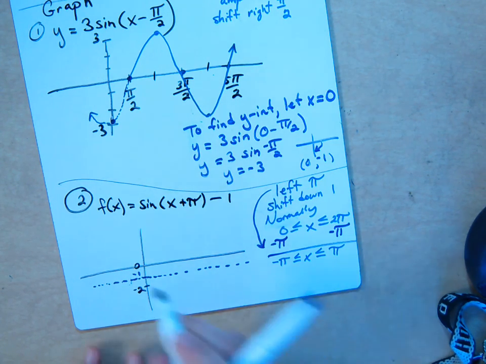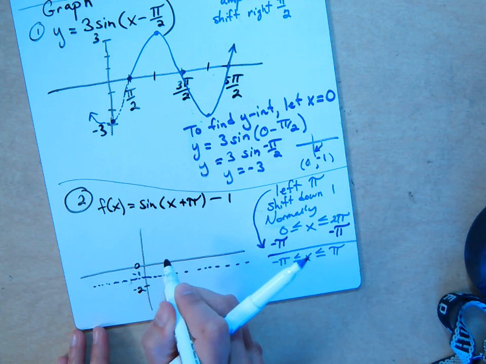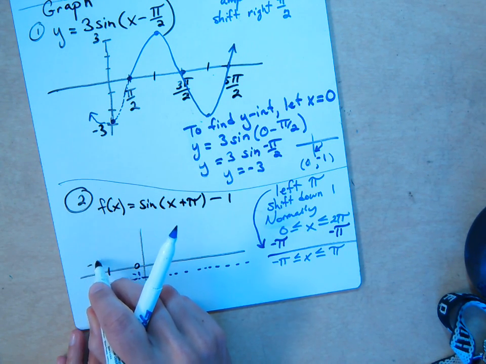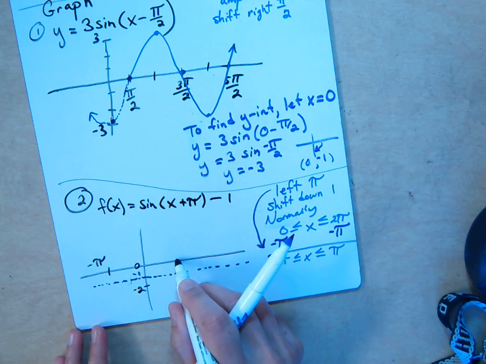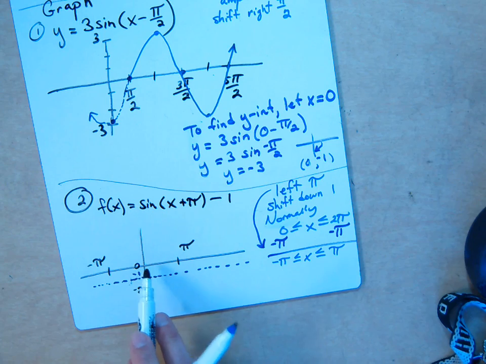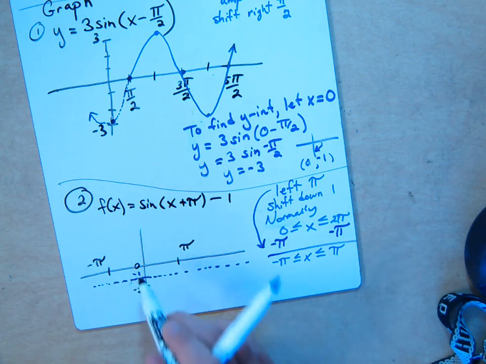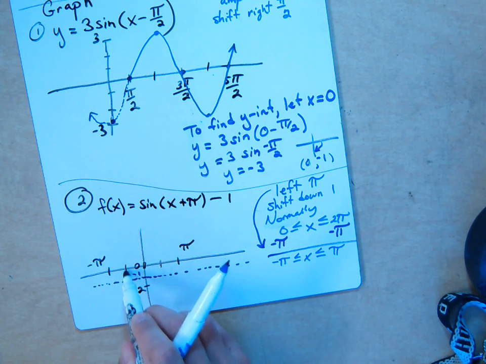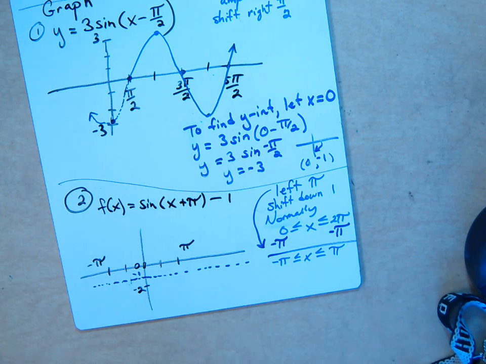So let's label pi. Let's put that somewhere over here. That's negative pi, and this is going to be pi. And the middle, we already know that's 0. It's already labeled, so that's going to be that place. And then we cut it in half and half. We know that's at pi over 2, but we won't label it. So we're ready to graph.